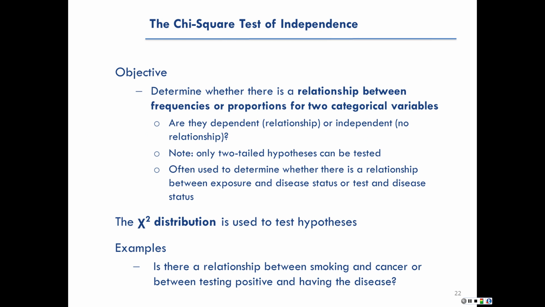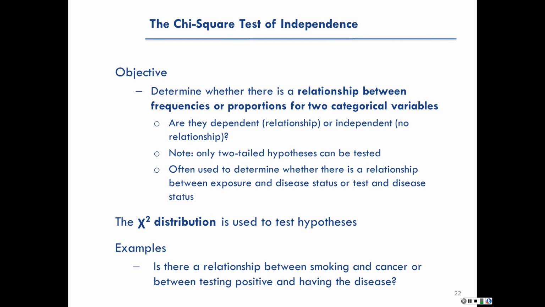The objective of the chi-square test is to determine whether there is a relationship between frequencies or proportions. Remember, those are the same thing. A proportion is just a percentage of the frequencies. So we're determining whether there's a relationship between frequencies or proportions for two categorical variables. The question is, are they dependent, which means there's a relationship between those two variables, or are they independent, which means there's no relationship between those two variables?